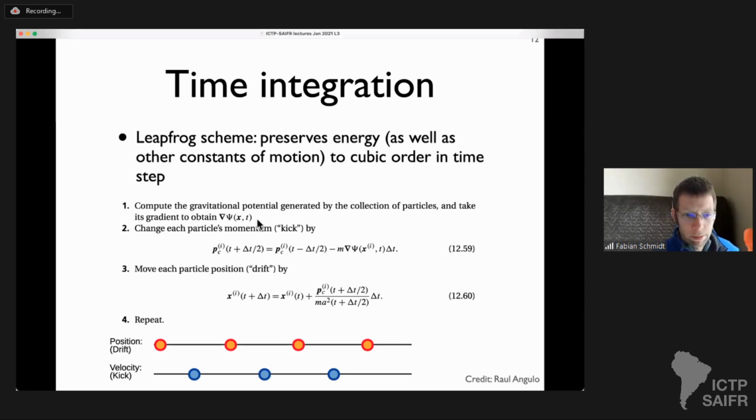So basically, the sequence is always the same. You start somewhere in this cycle. Say what I described, we just start by moving the particles. I have x at position t, and I have for each particle, so i indicates the particles here, right? I have the momentum at t plus delta t over 2, and so I move the particles according to that. Then I use these particle positions to compute the gravitational forces for each particle, and then I move the momentum by a corresponding amount.